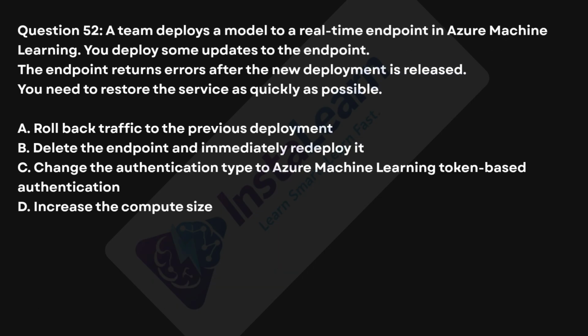Question 52. A team deploys a model to a real-time endpoint in Azure Machine Learning. You deploy some updates to the endpoint. The endpoint returns errors after the new deployment is released. You need to restore the service as quickly as possible. A. Roll back traffic to the previous deployment. B. Delete the endpoint and immediately redeploy it. C. Change the authentication type to Azure Machine Learning token-based authentication. D. Increase the compute size.